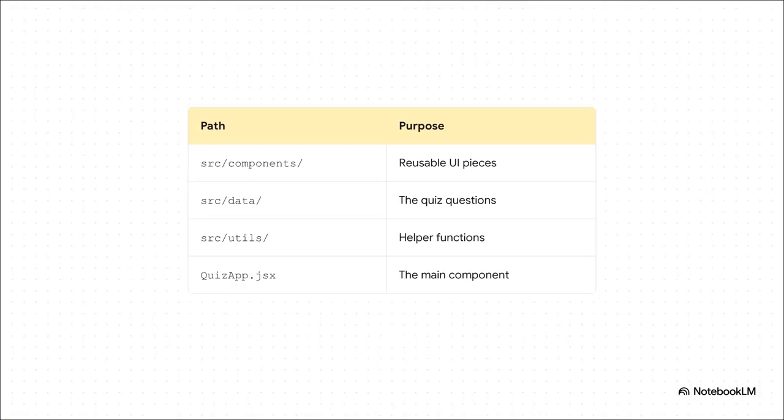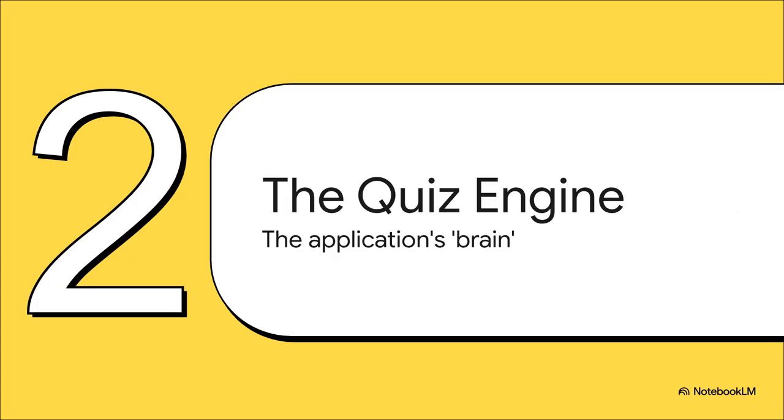You know, a clean file structure is absolutely key. So let's map out our project right now. We'll stick all our reusable UI bits and pieces into components. The actual quiz questions, they'll live in data. And any little helper functions go in utils. Then, everything gets pulled together in quizapp.jsx, which is going to act like mission control for the whole operation. Okay, with the foundation all laid out, it is time to build the engine. This is the core logic, the brain that's going to make our quiz actually, well, work.